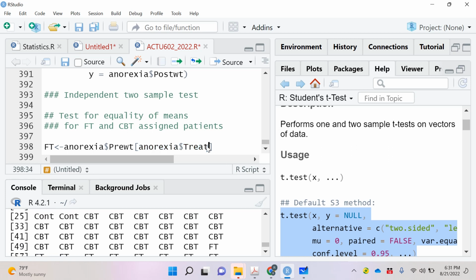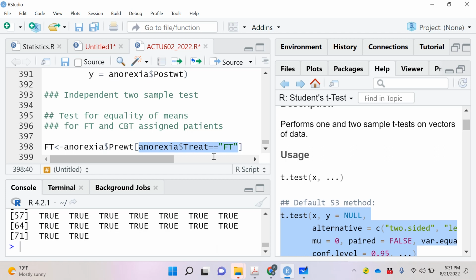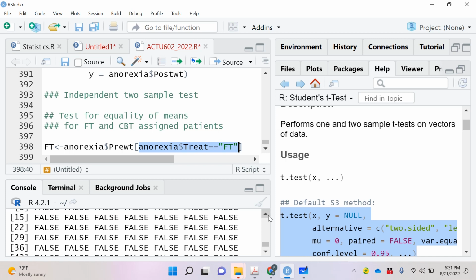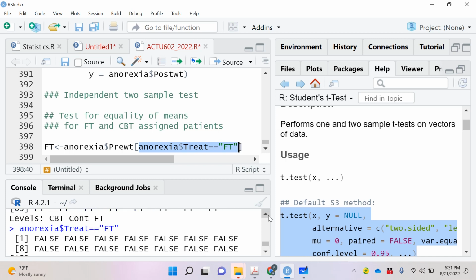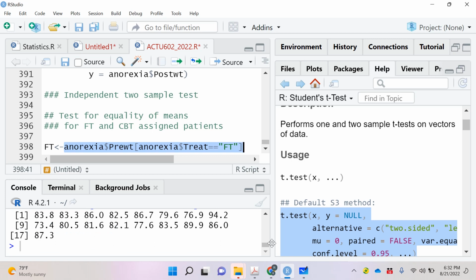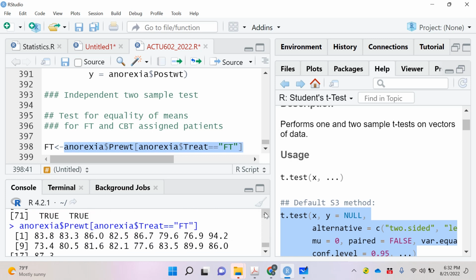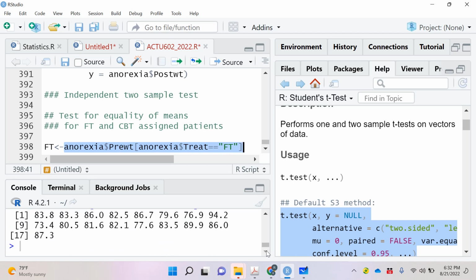So what I'm going to say is select those equal to what? FT. If I do that alone, you see, those that are FT will be true, and those that are not FT will be false. Is that okay? So if I pass this through an erasure pre-weight, it is going to select only those who were assigned to family treatment. So you see now, instead of 72, we have only 17 people.